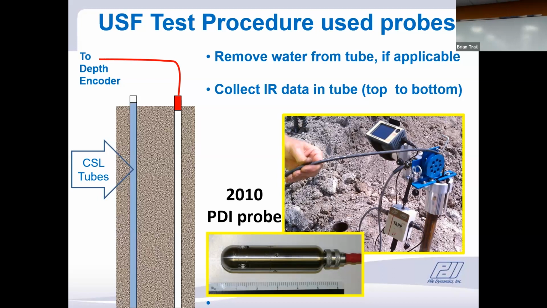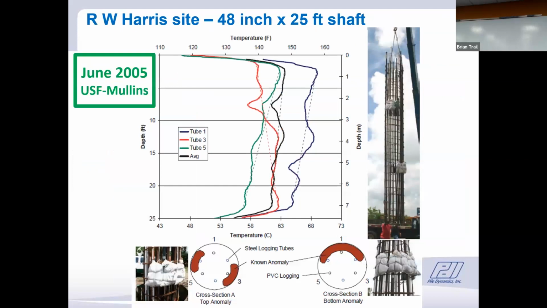You measure the depth using an encoder. The cable goes over a wheel that spins, and it has 350 clicks per rotation. Why 350 instead of 360? This was their signature test in the field back in 2005. Gray Mullins had done it, and he had installed defects outside the cage.